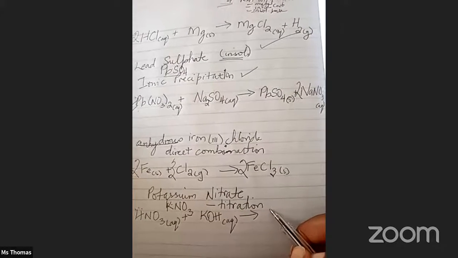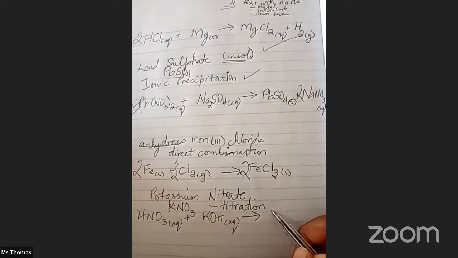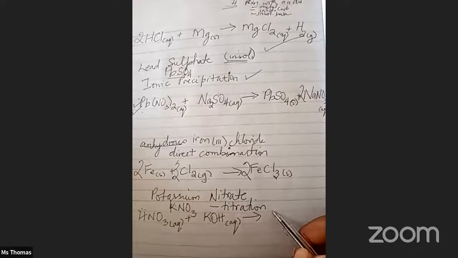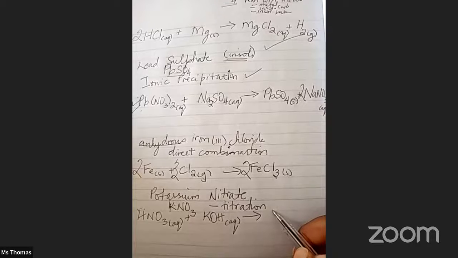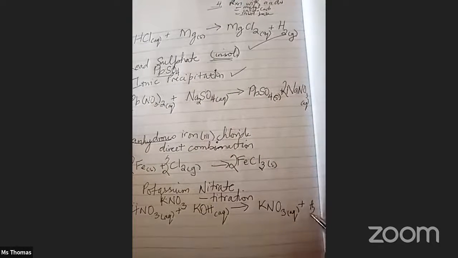And then what are you going to get, class? 2 things, salt and water. Tell me the salt. The salt you'll get is potassium nitrate, most definitely, because that is what we're trying to get. And the water you get is H2O. Very good. All right, now, is it balanced?